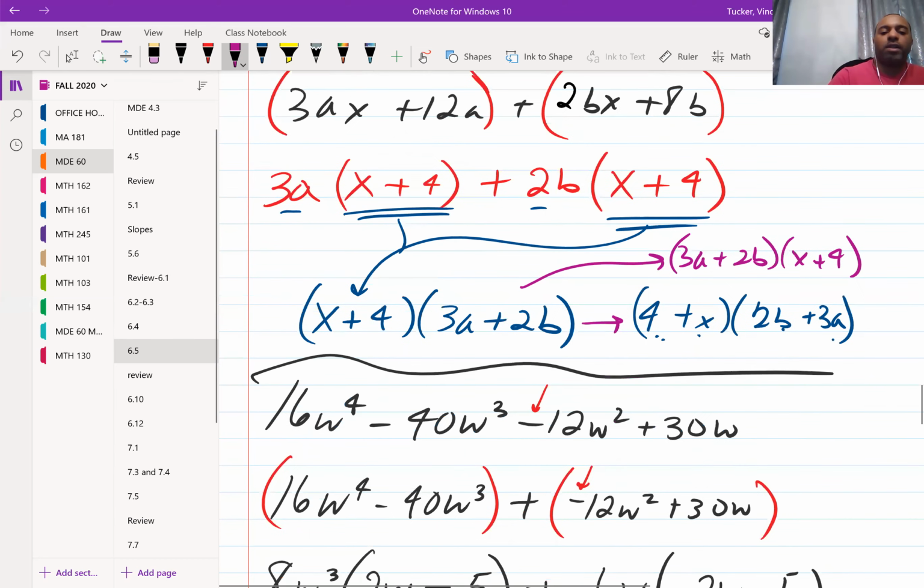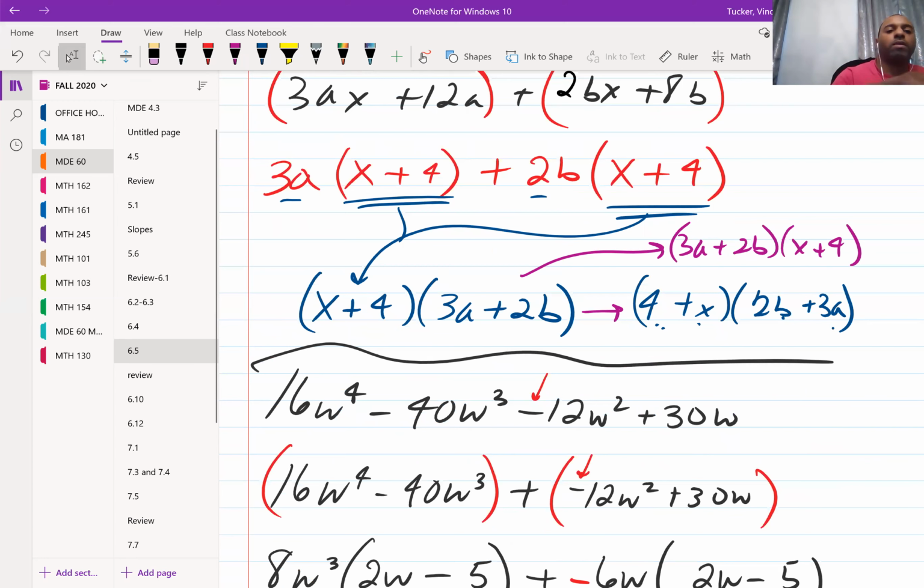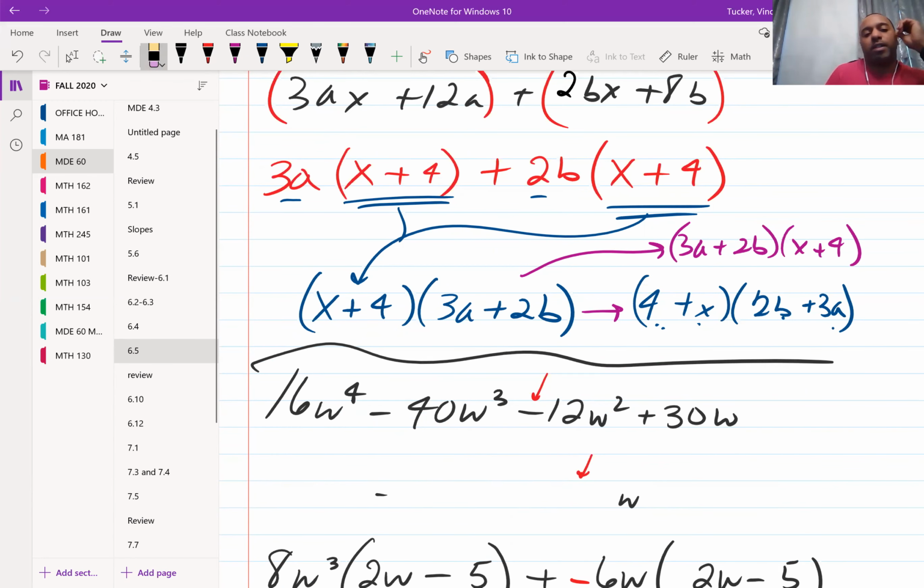All right, so for this next one, we have 16w to the 4th minus 40w to the 3rd minus 12w squared plus 30w. Once again, we have 4 terms. So we want to factor by grouping.